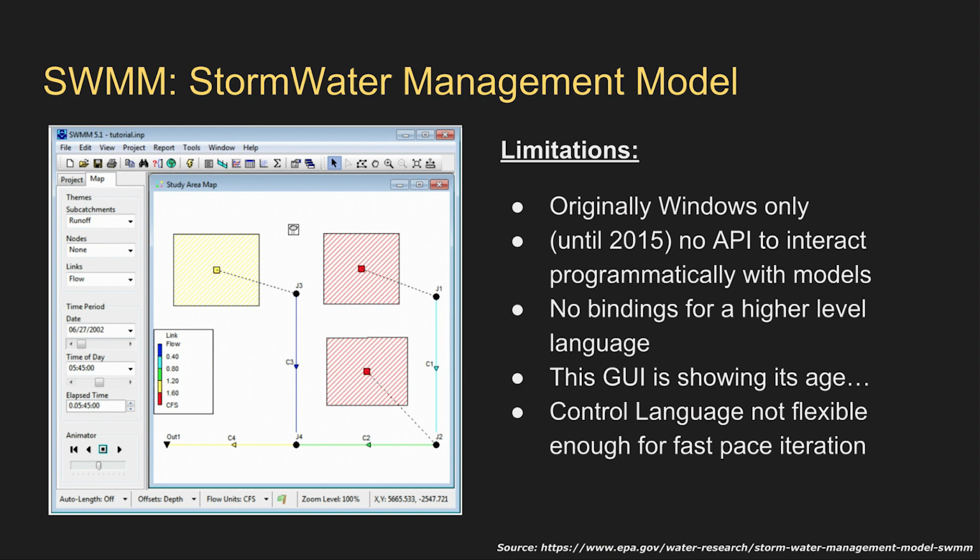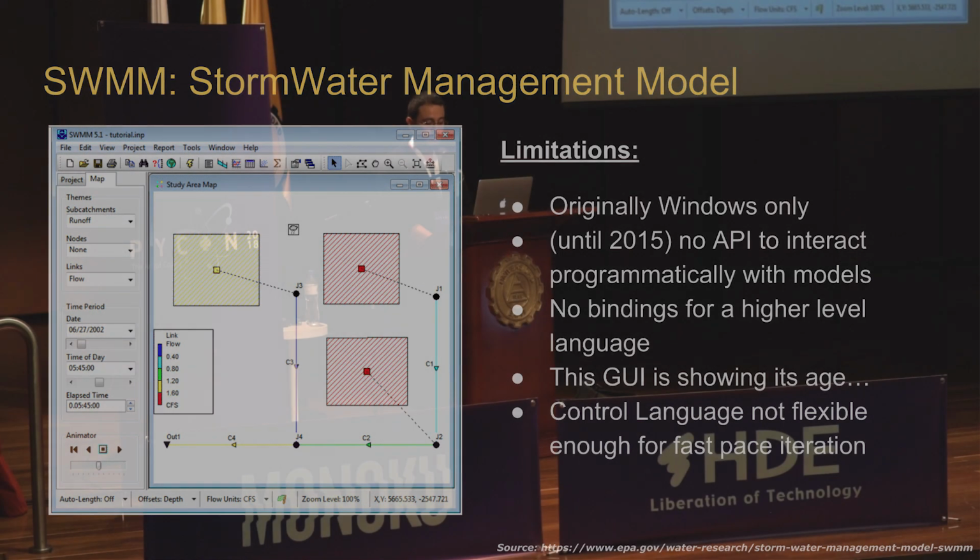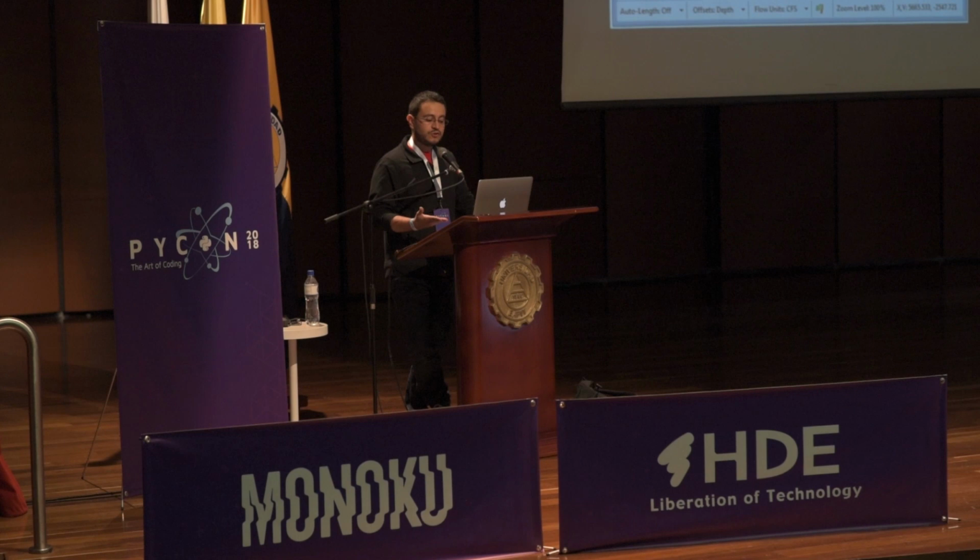The GUI is showing its age. It's functional, but it's not the best. It doesn't allow rapid prototyping or quick work. And although there is a control language embedded into the software, it's not flexible enough for performing fast-paced iterations or the hundreds of simulations that you sometimes need when you are trying to analyze, for instance, how probabilistic flooding can affect an area.